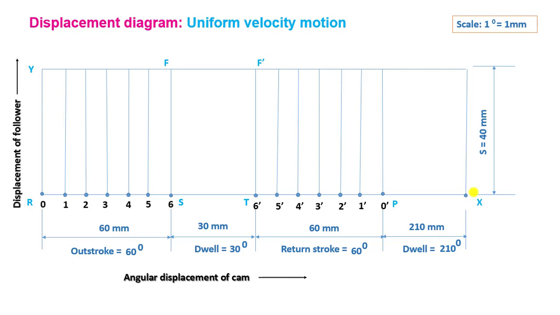Since the follower moves with uniform velocity during outstroke, therefore the displacement diagram consists of straight lines. Join RF and join F''P. The vertical lines from point 0, 1, 2, 3, 4, 5 and 6 cut this RF line at point A, B, C, D and E.